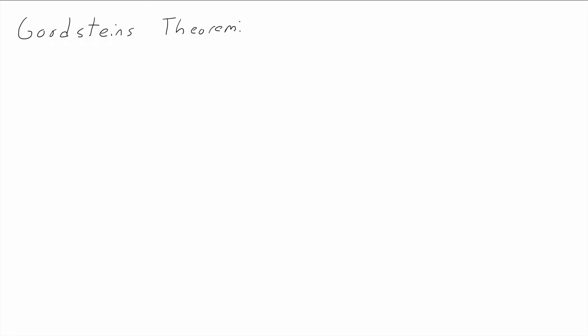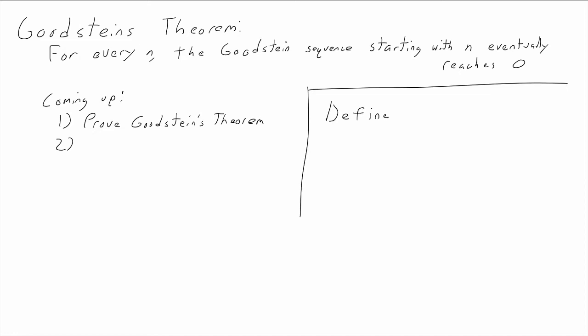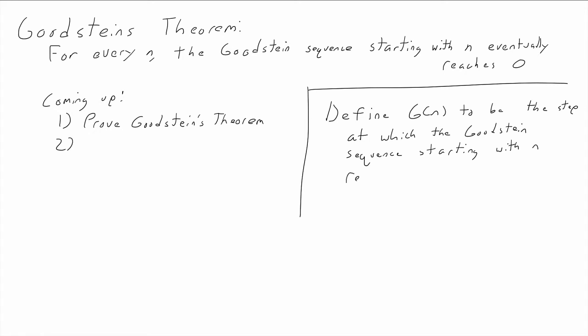And Goodstein's theorem says yes. Even though these sequences seem to grow very quickly, for every n, the Goodstein sequence starting with n eventually reaches 0. The plan for this series of videos is, first of all, to prove Goodstein's theorem. Then we're going to talk about this idea that these sequences really do take a long time to reach 0. We'll define a function. G of n is the number of steps it takes for the Goodstein sequence that starts with n to reach 0. Goodstein's theorem is exactly saying for every n, G of n exists.